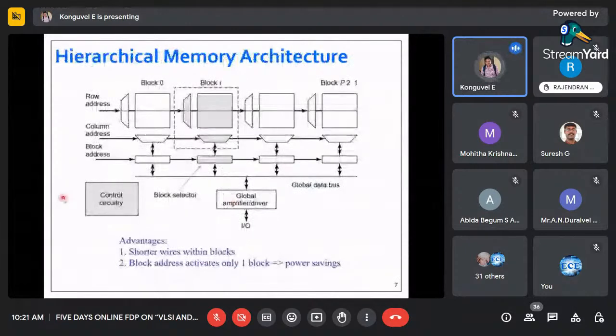So that is why we go for hierarchical memory architecture, in which the address is divided into three categories: row address, column address, and block address. We don't want to energize all the blocks at a time. So we select a block, then in the block select a word, and in the word select a bit. This is how hierarchical memory architecture works.